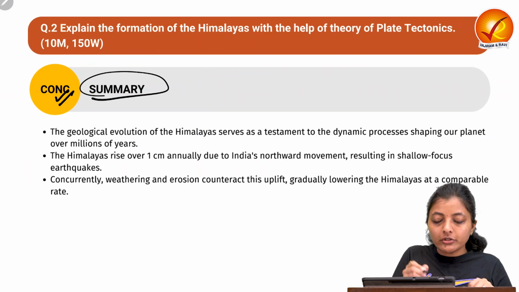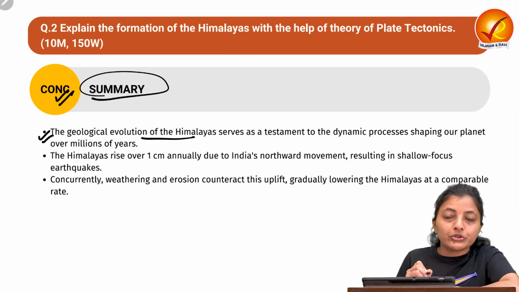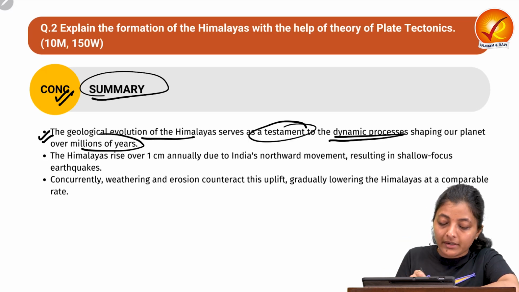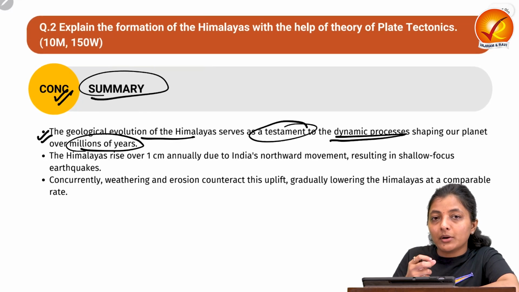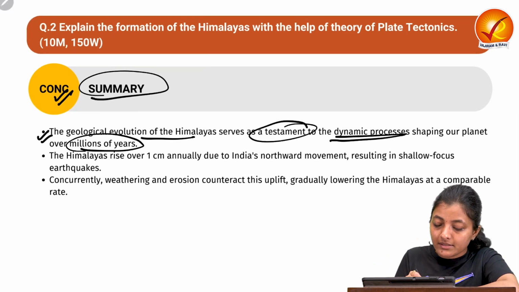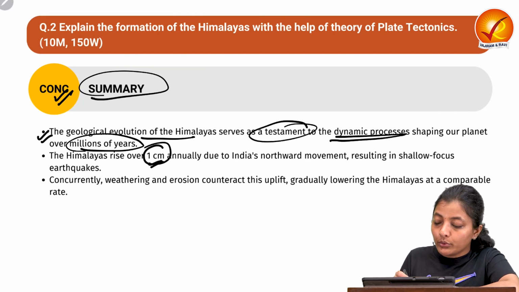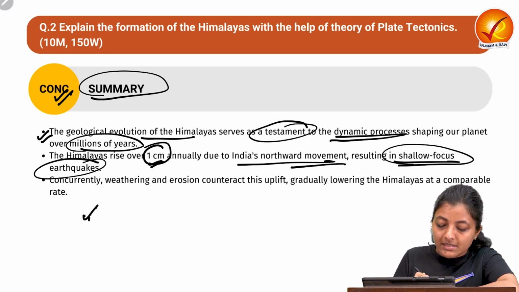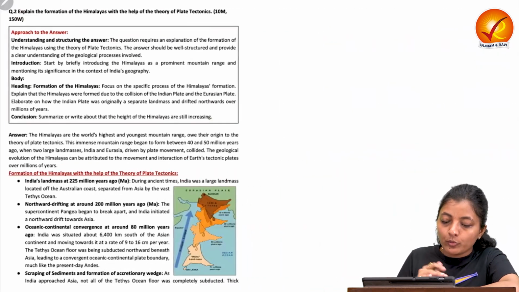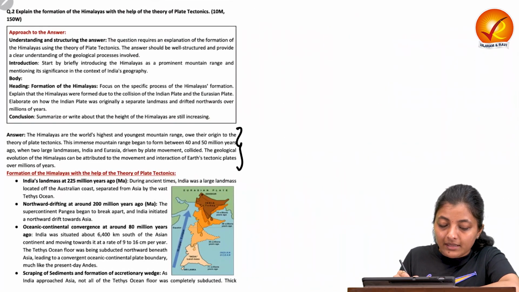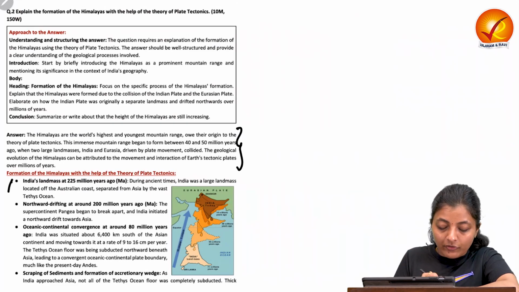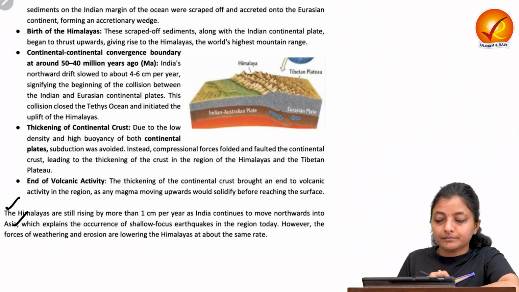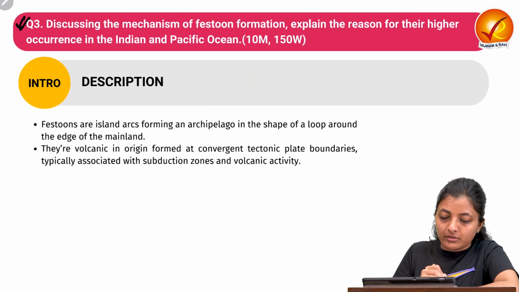Now coming to the conclusion or the summary: the geological evolution of the Himalayas serves as a testament to the dynamic processes which have been shaping our planet over millions of years. You can also write that the Himalayas' height is still increasing by 1 centimeter annually due to India's northward movement, resulting in shallow focus earthquakes also. So this way you can write the conclusion. Moving on to the model answer, starting with the Himalayas, the background, then the formation, how these Himalayas have been formed, finally the conclusion.